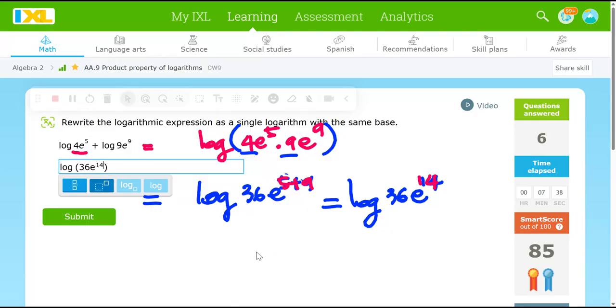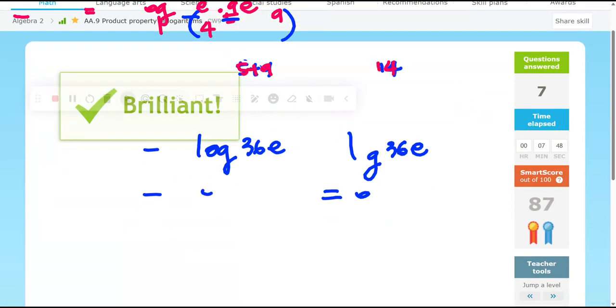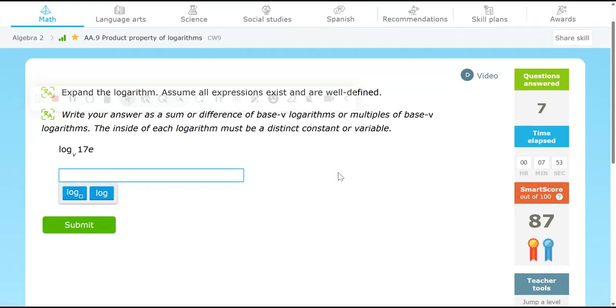Brian and Markson, can you do number 5 on your paper now? Of course you can. Submit. Voila. It said brilliant.